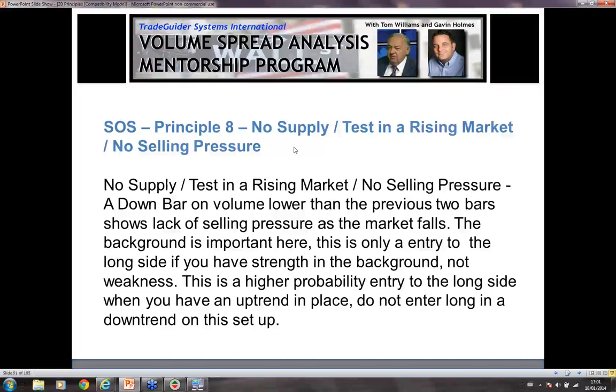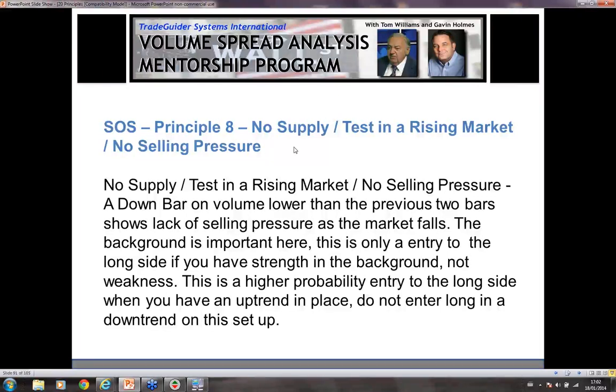My favourite indicator to go long is a test in a rising market. Now, when you see this signal, the most important thing to remember is you must have an uptrend in play. So you must have green diamonds and blue bars if you're using the Trade Guider software system. Any bar in an uptrend with strength in the background, like a shakeout behind you or a bag holding signal, is a place to go long. Now, I make more money with a test in a rising market signal than pretty much any of the others. So it's one that you should learn.